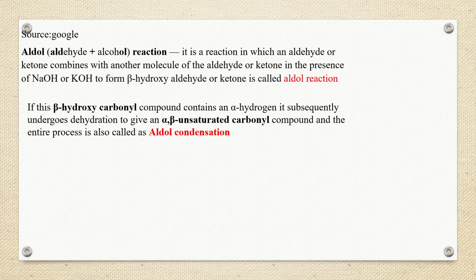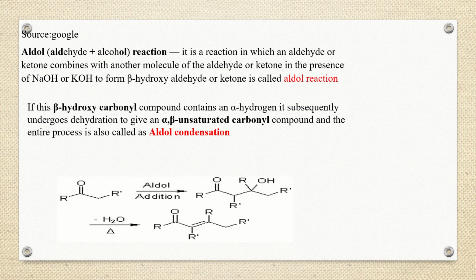And if such beta hydroxy carbonyl compound has got alpha hydrogen atoms, then it subsequently undergoes dehydration to give alpha beta unsaturated compound. And such type of compounds are called as aldol condensation compounds or aldol condensation products. If we take this reaction in which two ketone molecules combine with each other to form a ketone product, and this ketone product undergoes loss of water molecule, forming aldol condensation product.